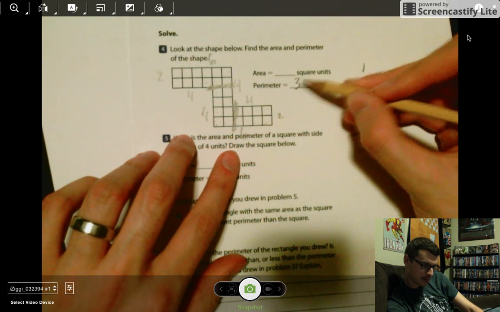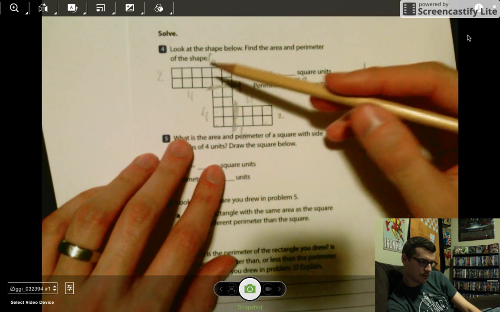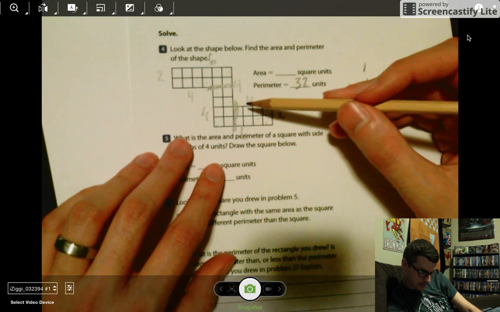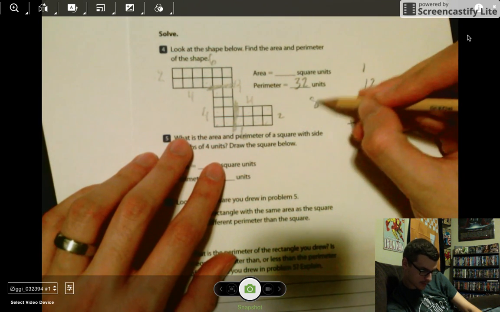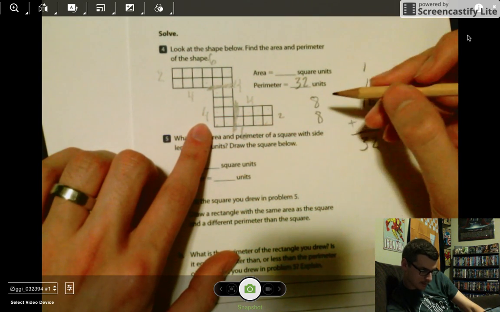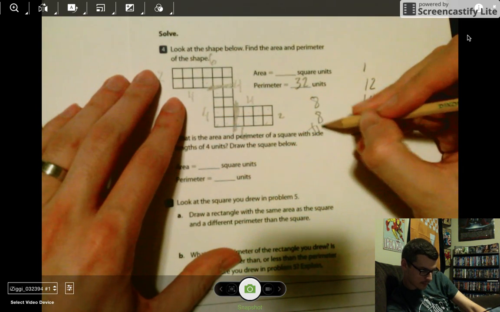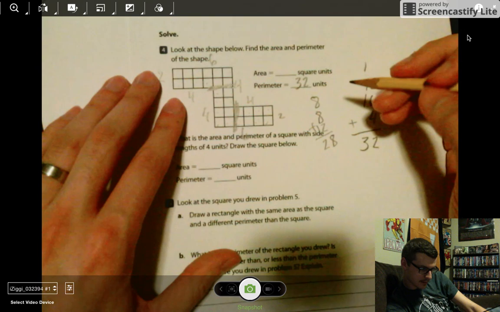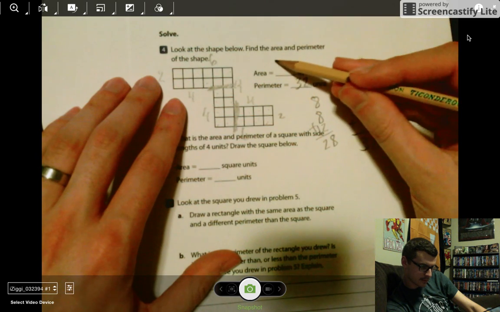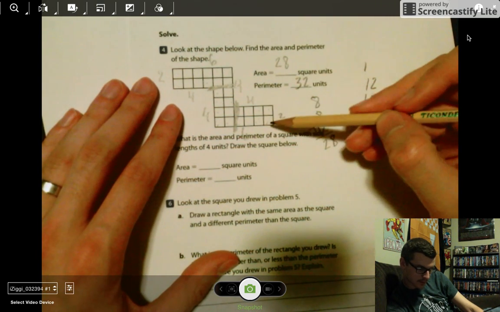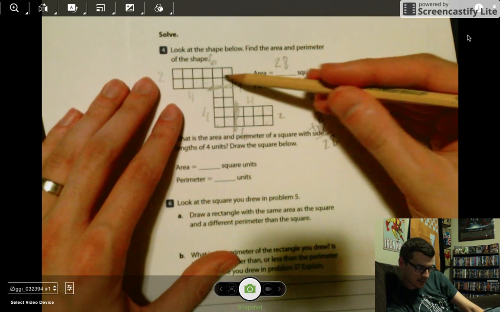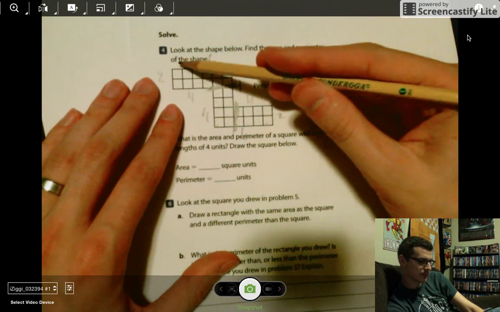Now I'm going to do my area by 3 boxes and then add them together. So this would be a 4 by 2, which would be 8. This would be a 4 by 2, which would also be 8. And this would be a 6 by 2, which would be 12. So 28 square units. Let's double check that. 1, 2, 3, 4, 5, 6, 7, 8, 9, 10, 11, 12, 13, 16, 17, 18, 19, 20, 21, 22, 23, 24, 25, 26, 27, 28.